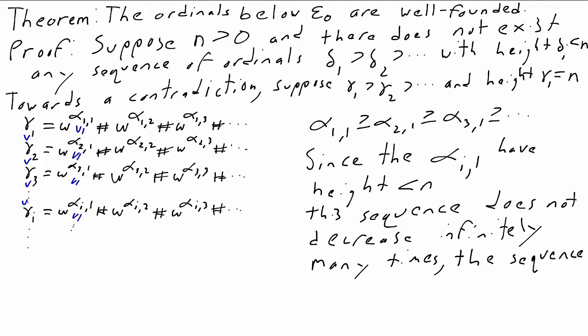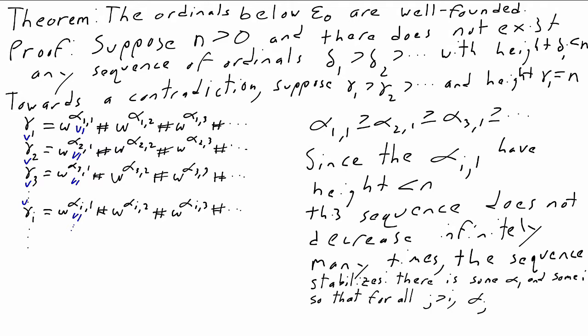It can't decrease infinitely many times, so after finitely many steps, it hits some value alpha 1 and stays there forever. So there is some i, so that after i, every ordinal gamma j's first term is omega to the alpha 1. The ordinals in our sequence, the original gamma i's, are strictly decreasing.